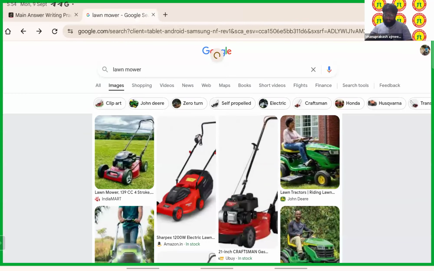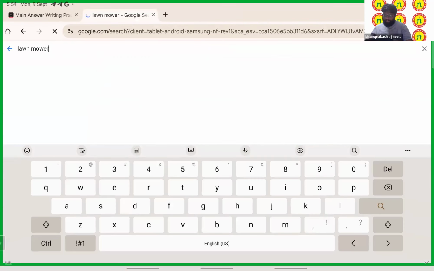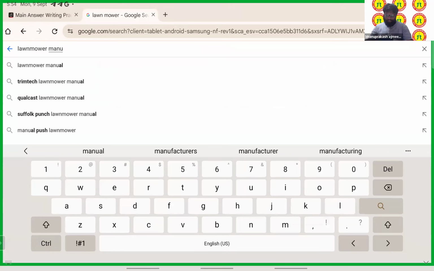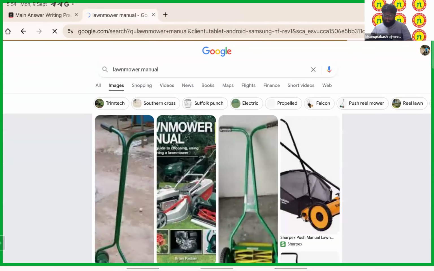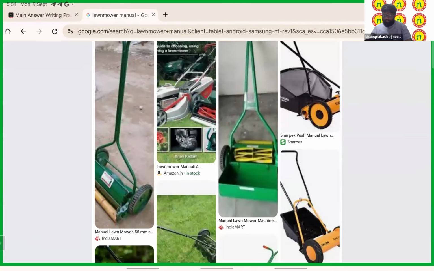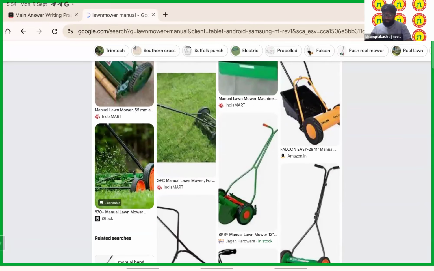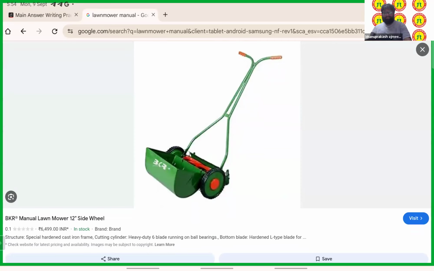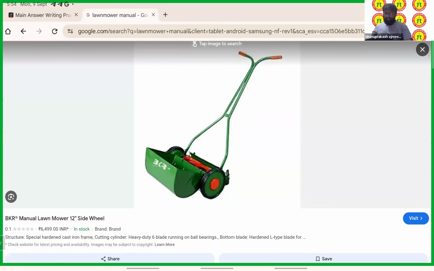Everybody showing machine. Yeah, this one. Okay, so here you can see this.